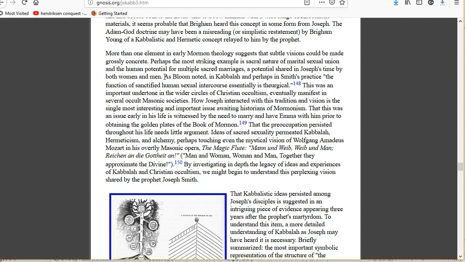As Bloom noted, now Bloom is this Jewish author who wrote a book called The American Religion, in which he goes over a number of different religions. It's definitely a work that I plan on getting my hands on. He says, as Bloom noted, in Kabbalah and perhaps in Smith's practice, quote, the function of sanctified human sexual intercourse essentially is theurgical, unquote. That's important. The function of sanctified human sexual intercourse essentially is theurgical.